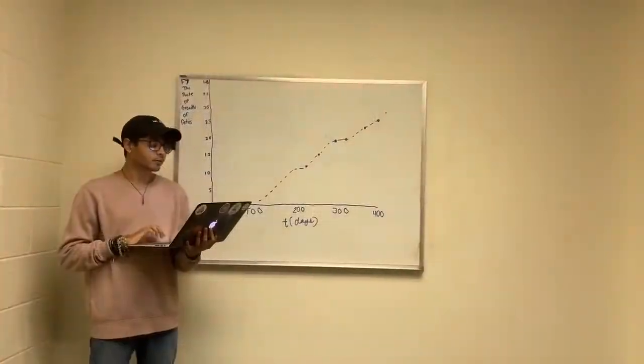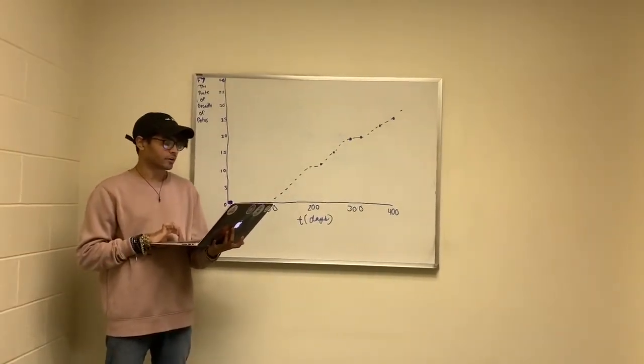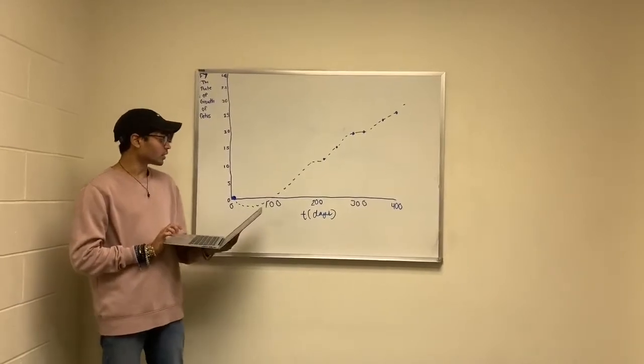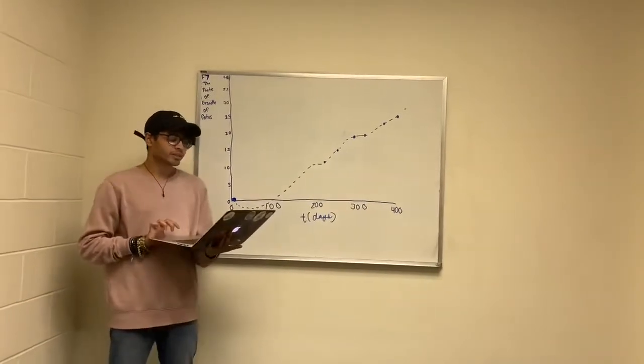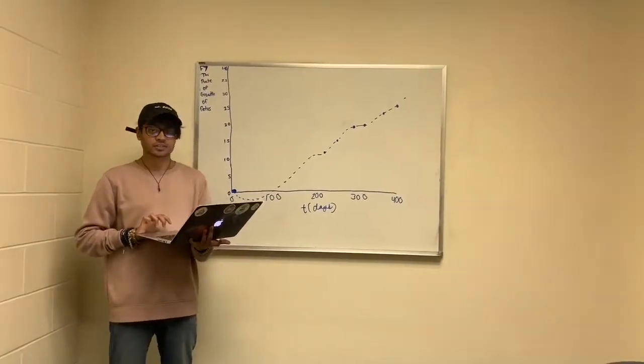In a different study, researchers have looked at the effects of exercise on pregnancy, and the results can be viewed on this graph here. We notice that the fetus doesn't start growing until day 70. The reason for this is because the fetus doesn't start development until around 70 days after it is conceived.